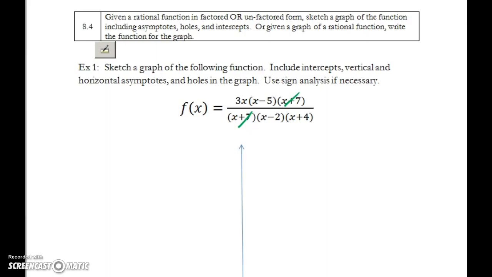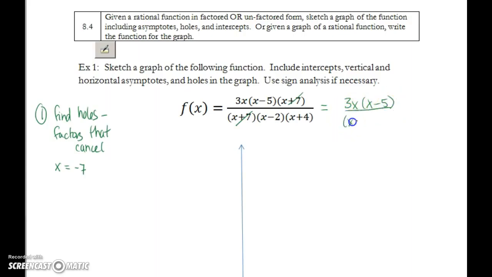All right, so the first thing that we want to do is look for holes in our graph. So we'll write our steps here. First step, find holes. And to find holes, look for factors that cancel. So if we look at our function here, the x plus 7's cancel. We're going to have a hole at the x value of -7. Now when we cancel, our new function is 3x times x minus 5 on top and x minus 2 times x plus 4 on the bottom.